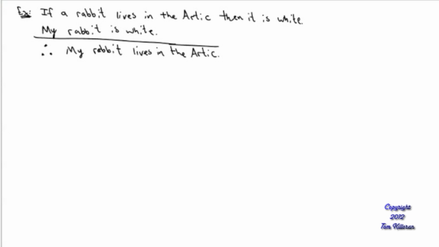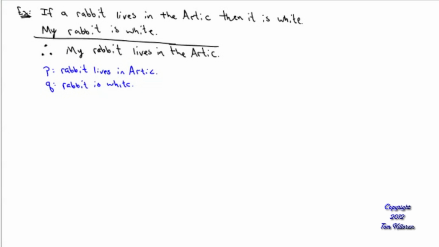You start with your simple statements. And don't forget your P and Q when you write your simple statements. P: rabbit lives in the Arctic. Q: rabbit is white. You could write it any way, as long as you know what it is.